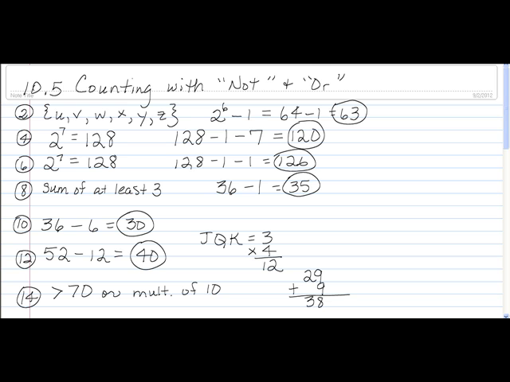But notice we counted 80 and 90 twice, so I need to get rid of those, and I end up with 36. Now, notice you could also do this: greater than 70 would be 29, and then just count the multiples of 10 that are less than or equal to 70, which would only give you 7. And that would also give you the 36. So 2 ways to get the 36 on number 14.